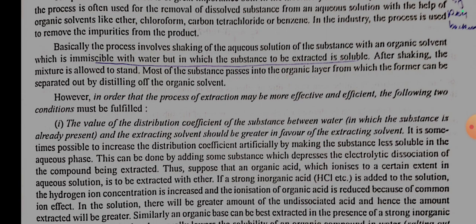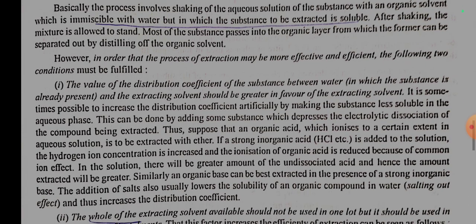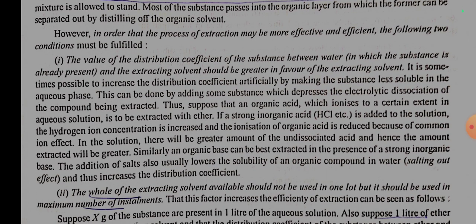Basically, the process involves shaking of the aqueous solution of the substance with an organic solvent which is immiscible with water, but in which the substance to be extracted is soluble. After shaking, the mixture is allowed to stand. Most of the substance passes into the organic layer, from which the former can be separated out by distilling off the organic solvent. However, in order that the process of extraction may be more effective and efficient, the following two conditions must be fulfilled. Number 1.